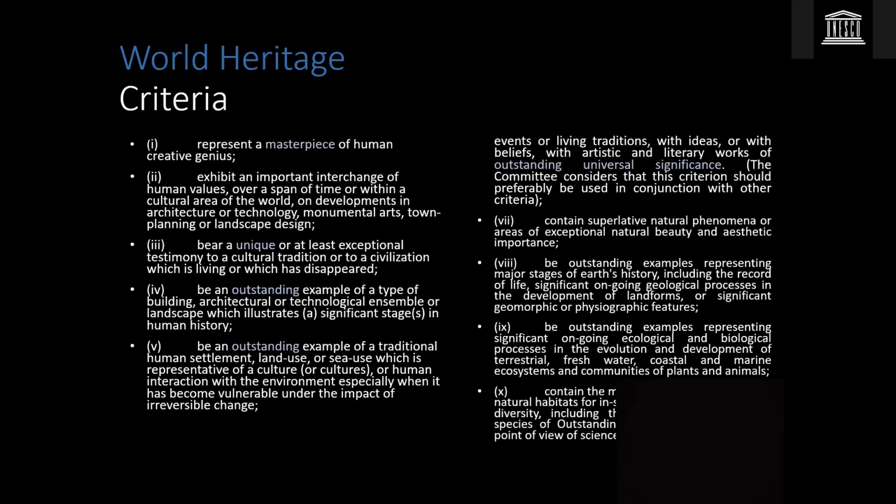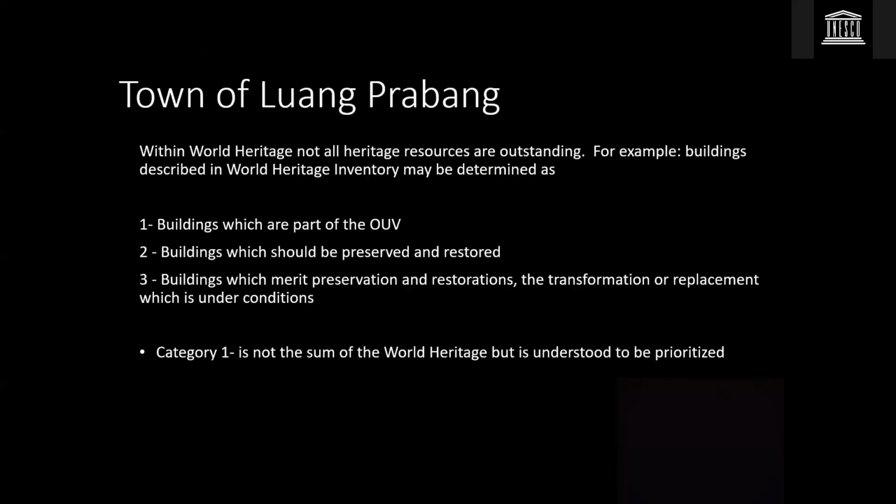When it comes to World Heritage, we are well familiar with the set of criteria used to identify the values. For cultural heritage, we are looking at masterpieces, we are looking at unique or outstanding examples of heritage. Within a World Heritage, not all heritage resources can be understood to be outstanding, to be unique, or to be a masterpiece. For example, the buildings in the town of Luang Prabang, which form part of the World Heritage Inventory, are described under various categories.